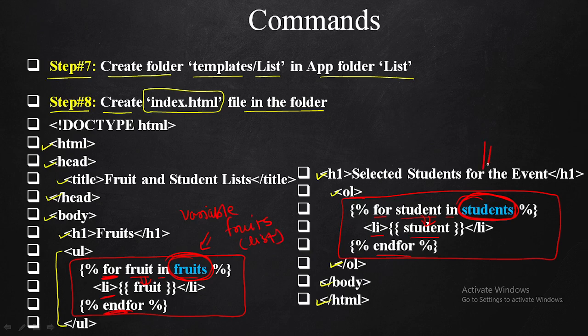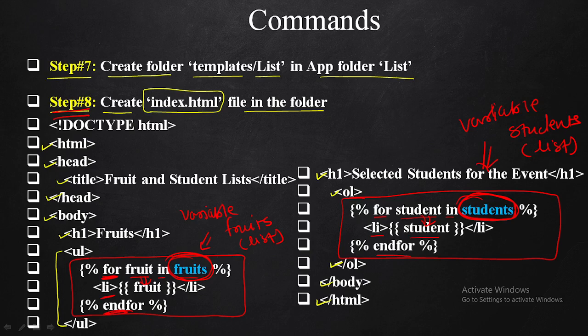Here also the variable is students. What type of variable is it? It is also a list type of variable. It is a list which contains some data. That data we are displaying in an unordered list format and in an ordered list format. I think step number 8 is completed over here.